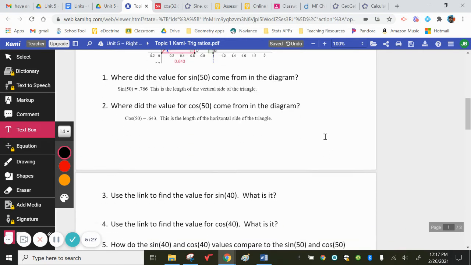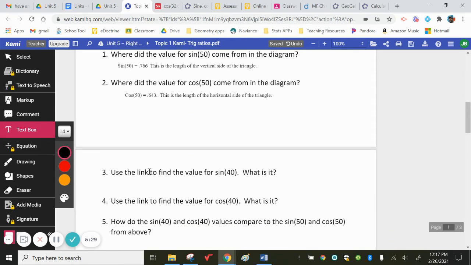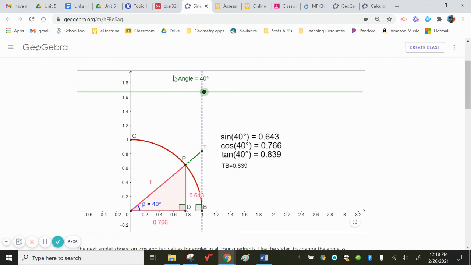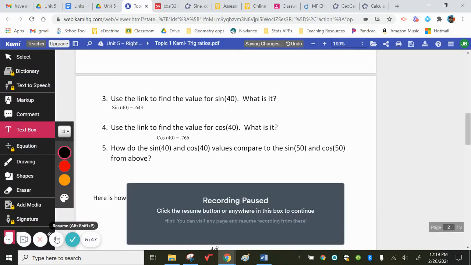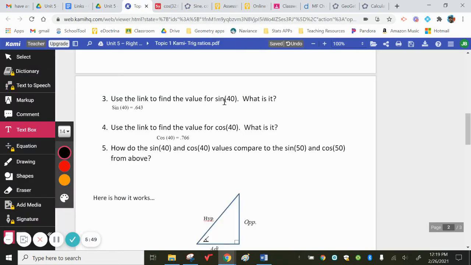So now let's use the link, or I'm going to click back over to find what the value for the sine of 40 is. Here I adjusted the angle measure in this link to 40 degrees, and the sine of 40 is 0.643, and the cosine of 40 is 0.766. Let me just pause and add them back in over here. What's the value for the sine of 40? It was 0.643. What was the value for the cosine of 40? It was 0.766.